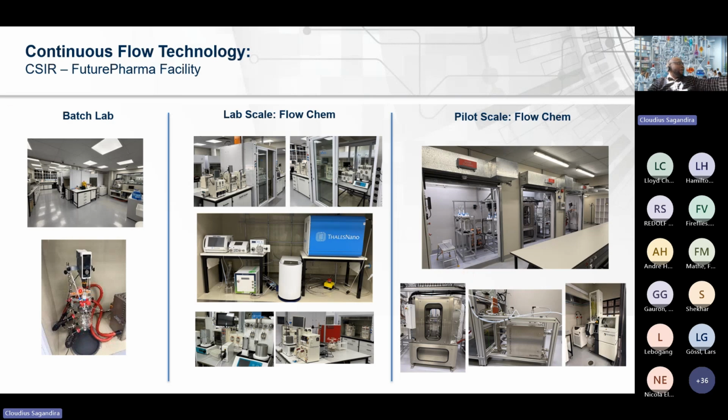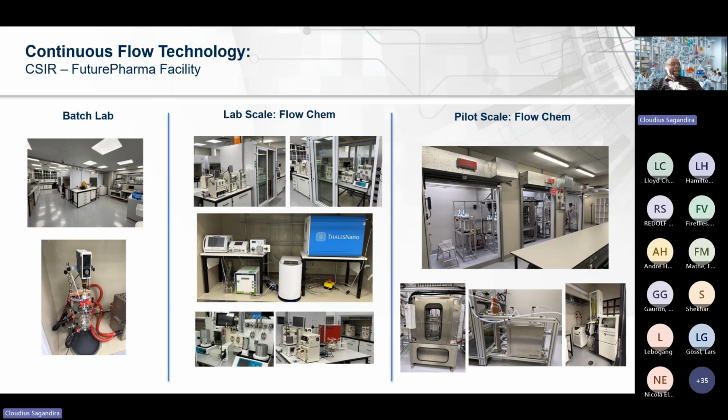So here we have our new batch lab, with so much equipment, and we have a lab scale flow chem lab. We have a lot of equipment and different chemistry that you can do, from Vapourtec, your Uniqsis, your SGDs, and your benchtop NMRs, your IRs, and at pilot scale.